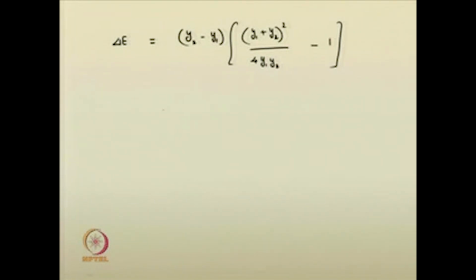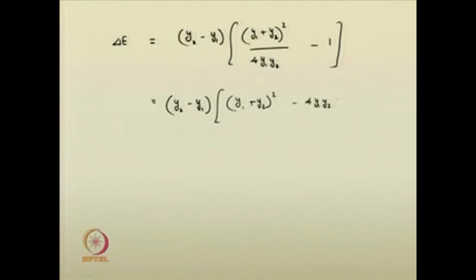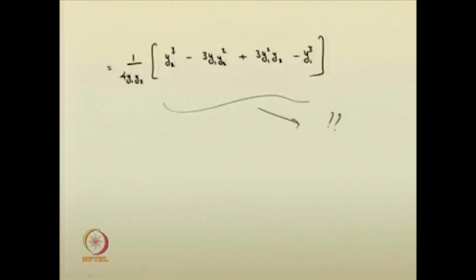So, I can rearrange the quantities again: y2 minus y1 into ((y1 plus y2) whole square minus 4 y1 y2) by 4 y1 y2. Like this also I can write it.